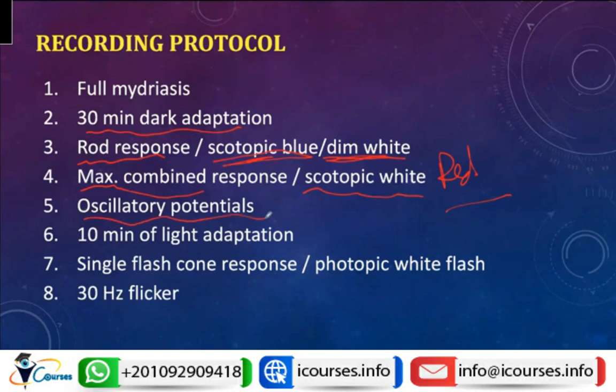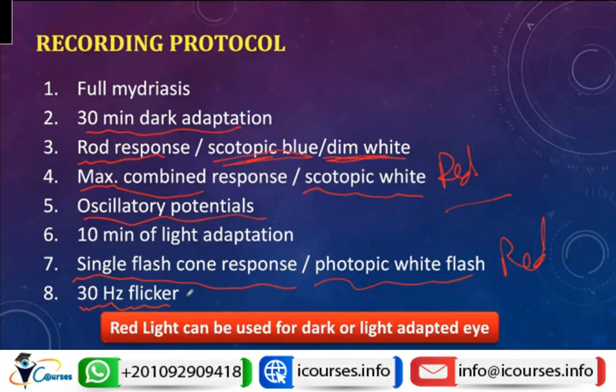Then we measure the oscillatory potentials, and after the patient is in light adaptation, all rods are bleached, so we have now canceled the effect of rods. By doing a single flash cone response, a photopic white flash, or even a red light, again, this can stimulate the cones. Then a 30 Hertz flickering or intermittent stimulus can again be used to isolate the cone response. So red light can be used in a dark or light adapted eye in order to isolate the cones.